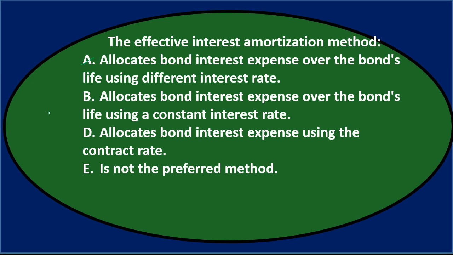B says allocates bond interest expense over the bond's useful life using a constant interest rate. That sounds reasonable. D says allocates bond interest expense using the contract rate. And that could be, so I'm going to say D as well. And then E says is not the preferred method. And that's actually not the case.